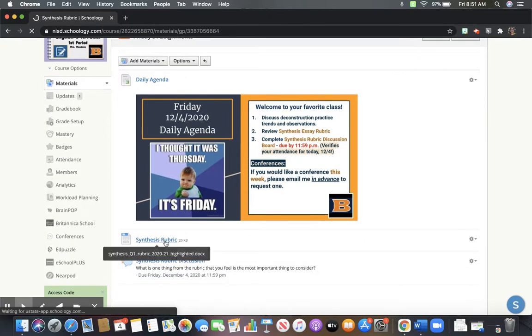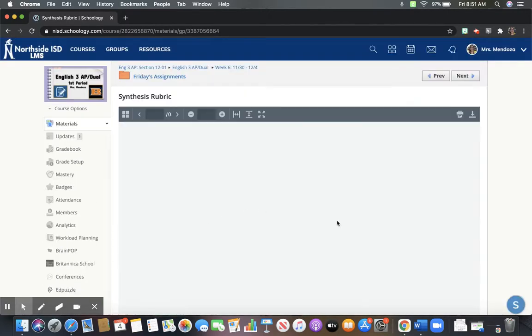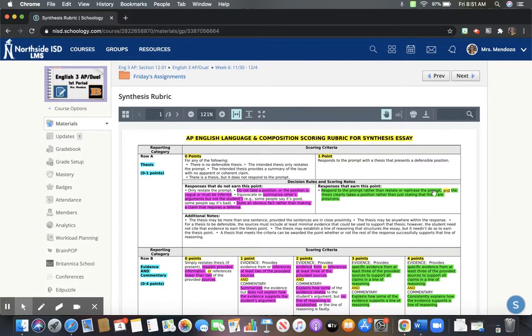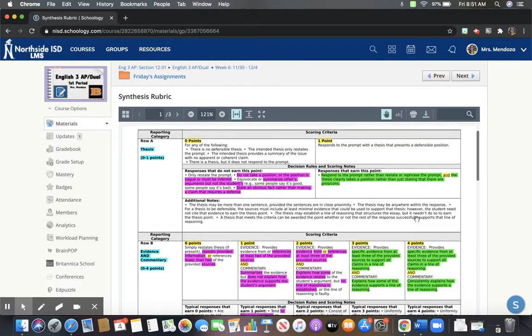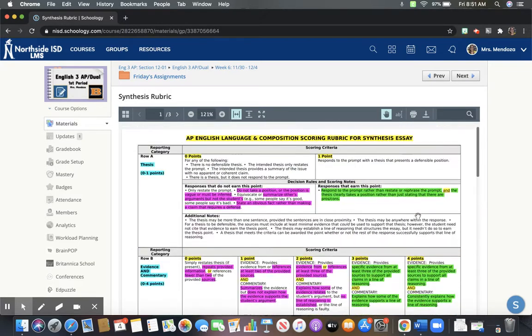So we're going to look at the synthesis rubric, and today I really recommend printing it if you can, or downloading it and saving it to your desktop. But you'll notice that the reporting categories are the same. You have row A, row B, and row C. They're always going to be thesis, evidence and commentary, and sophistication. There are some highlighted points that I do want to briefly discuss because there are major changes.